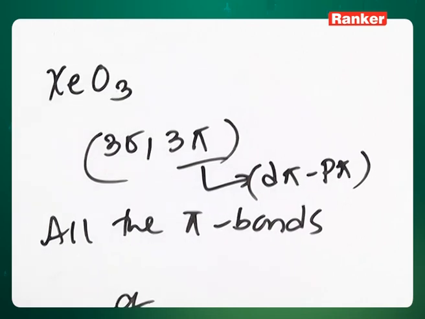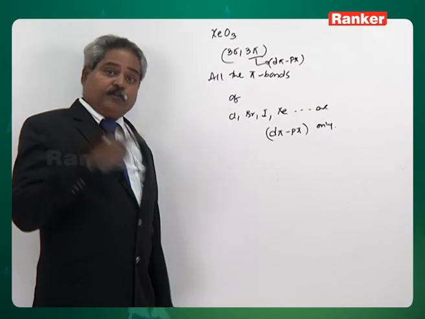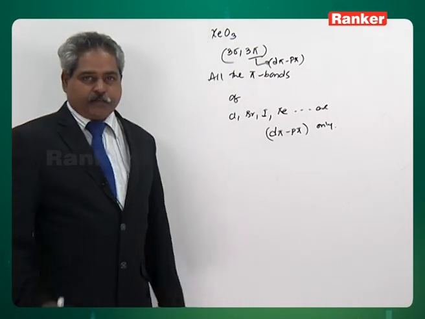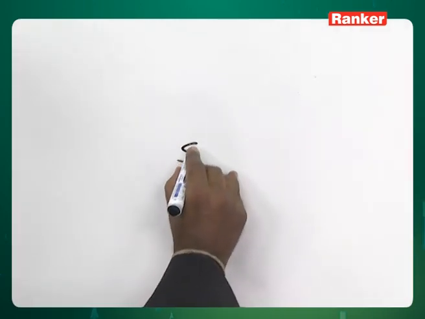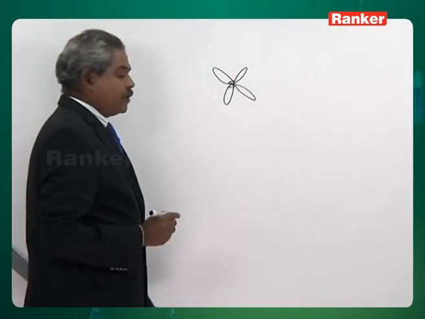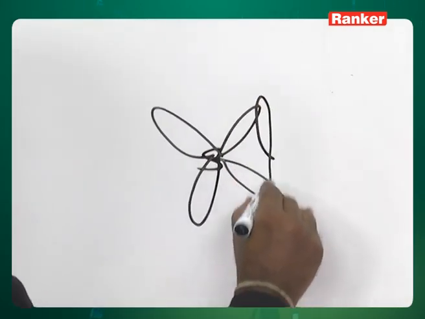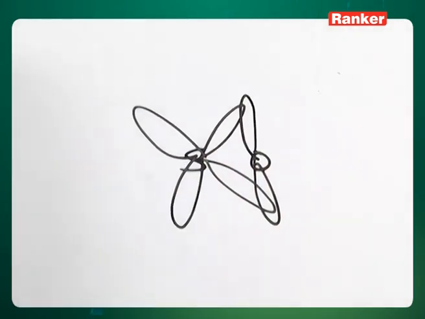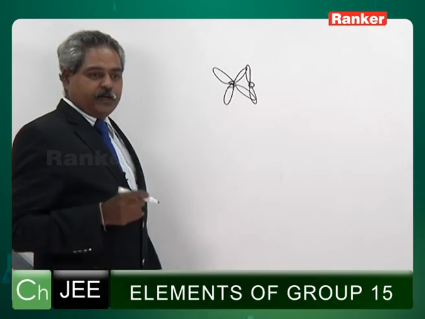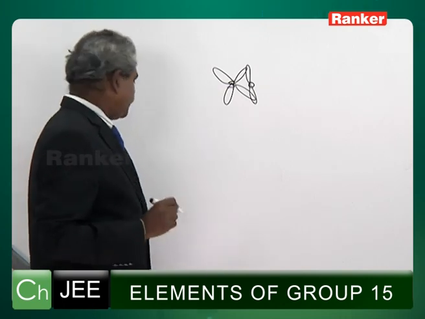What is a D pi P pi bond? D orbital of the central atom, I repeat, D orbital of the central atom and P orbital of the terminal atom. Here it is a D orbital of sulfur and the P orbital of oxygen. Usually P pi P pi, but this is a special case where a D pi P pi bond is involved. So, we now have hybridization, D pi P pi bonds, everything.